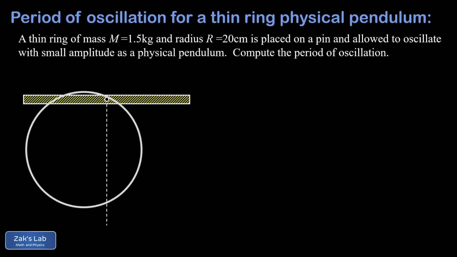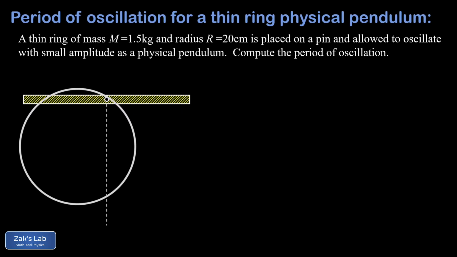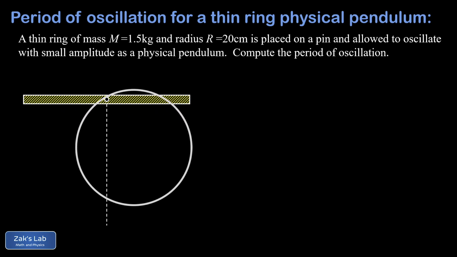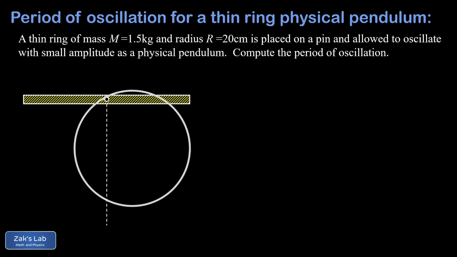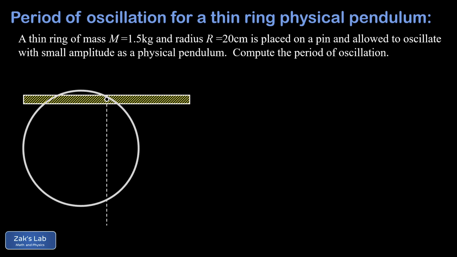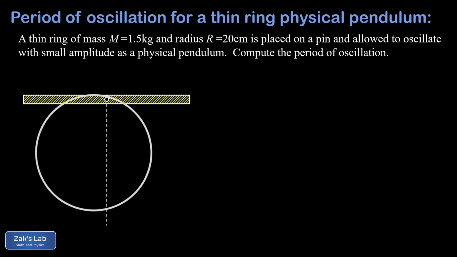In this video, we're computing the period of oscillation for a thin ring physical pendulum. So we've given this thing a mass of m equals 1.5 kilograms and a radius of 20 centimeters. And we just set it on a pin and release it from rest up at an angle, and it just wiggles back and forth like this.